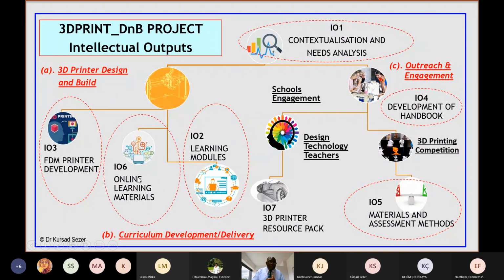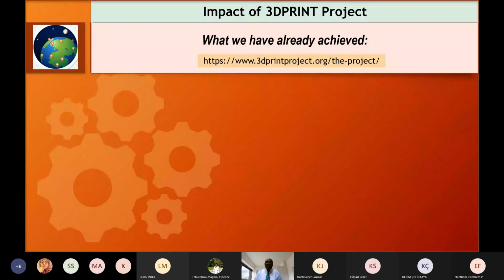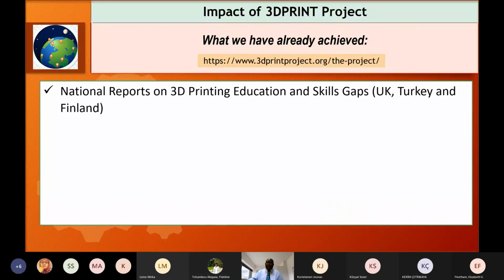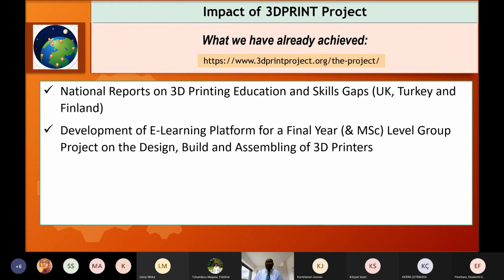Okay, it's working now. So intellectual output number 6 is the learning modules, and then intellectual output number 7 is the printer resource pack. I need to move very quickly now because we are falling a little bit behind. So what we have achieved from the project is listed here: national reports that was used for developing the learning modules in terms of the skills gap and the gaps in terms of training and use of 3D printing in the 3 partner countries, UK, Turkey, and Finland. Copies of those reports are available on our website.